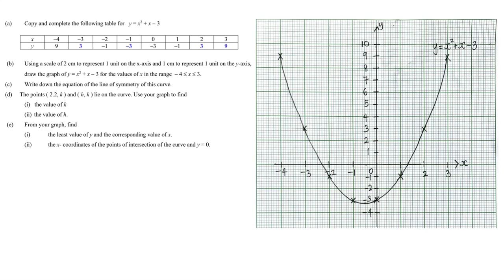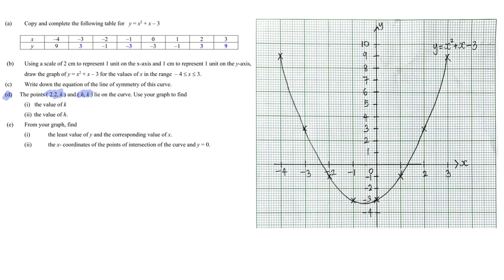Hello everyone, welcome to this part of this video where we actually look at part D of this question. So for part D, the points (2.2, k) and (h, k), there are 2 points, both lie on this curve. Use your graph to find the value of k and h.